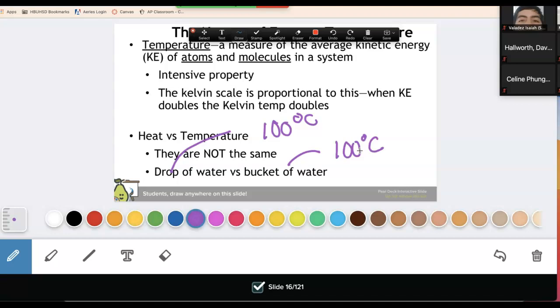Would you rather have the 5 milliliters of water that's boiling dumped on you, or the bucket of water dumped on you? The smaller one, because heat is extensive. If you have less of the water, it's going to contain less heat. But that bucket of water, you have so many more molecules at 100 degrees Celsius, that would hurt really, really bad. Okay? Like really bad. You'd probably be hospitalized if someone dumped a boiling bucket of water on you. A drop, you probably wouldn't be hospitalized. It still might hurt, but not as much because it doesn't contain as much heat, even though they're at the same exact temperature. Okay? So how much stuff you have matters for heat.